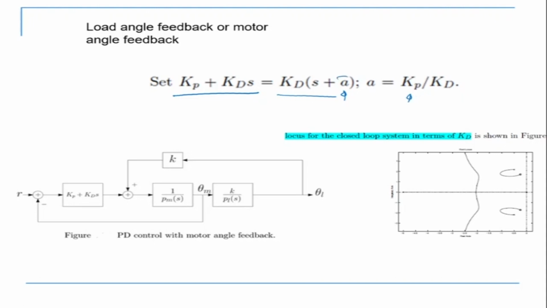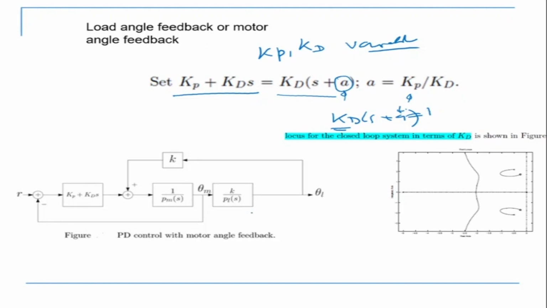Why am I doing this? Because there are two variables, right? Kp and Kd both are variables. So to reduce it, I'm reducing it to Kd into S plus A, and for different values of A, I can see what happens to Kd, and then I can keep varying Kd and see what happens. For example, I can put A equal to 1, put different values of Kd and see how it is behaving.